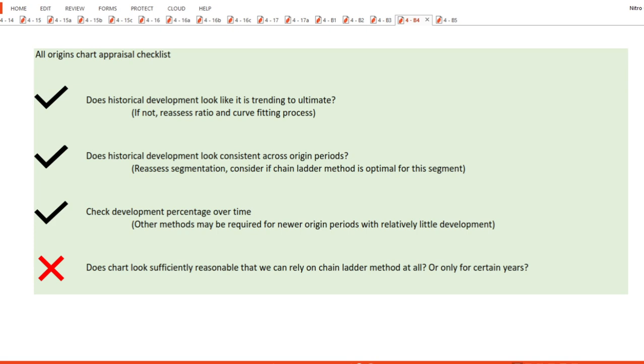Lastly, do we get reasonably consistent development, or do we get a huge spread of potential development percentages for many development periods? If the latter, then we might decide that the chain ladder method is not appropriate for this segment.